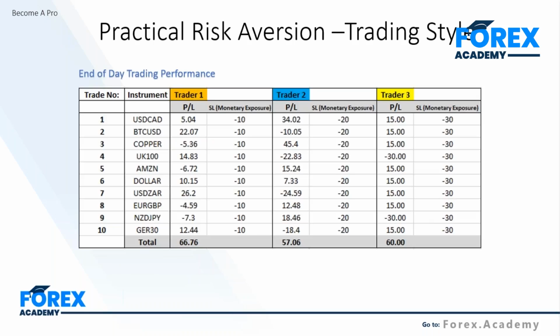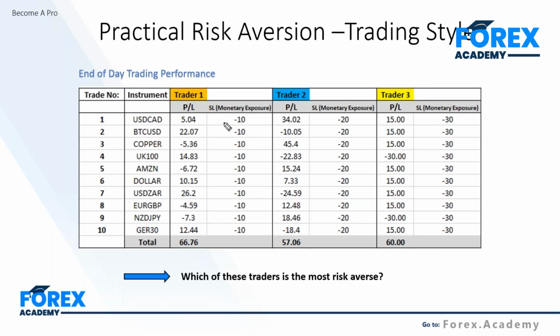So, the end of day trading performance. The question I would like to ask here is, which of these traders is the most risk averse? Let's go through in some detail how we got on. These are the instruments traded. They've all chosen to trade the US dollar CAD. You can see the monetary exposure for trader 1 is succinct. In fact, it's succinct for all of them: €10 or dollars or whatever to the downside, effectively a monetary stop loss.